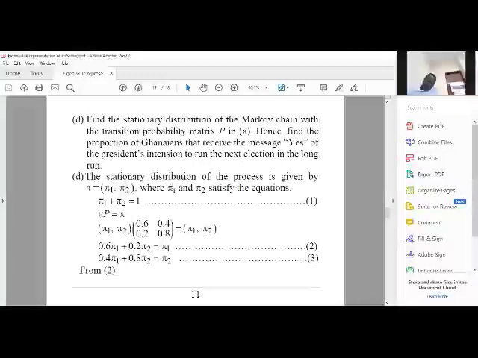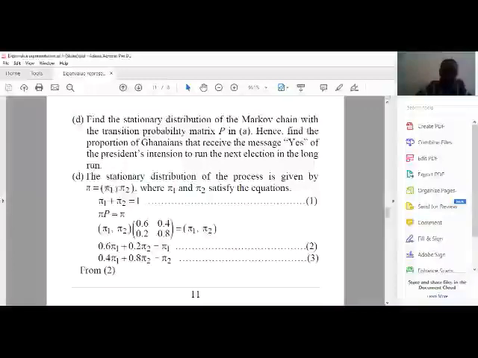So the transition probability matrix, what's the dimension? It's a 2x2 matrix. Because it's a 2x2 matrix, you're going to have pi 1 and pi 2. If it's 3x3, you have pi 1, pi 2, and pi 3. If it's 4x4, you have pi 1 to pi 4. So the number of pi's depends on the dimension of your transition probability matrix. Always the sum of these limiting distribution values is equal to 1.